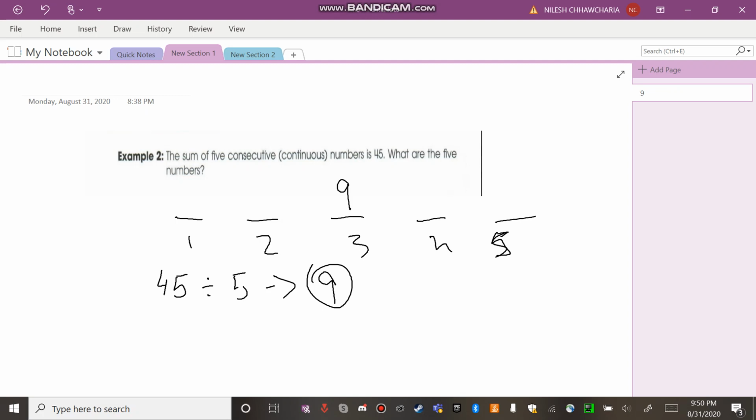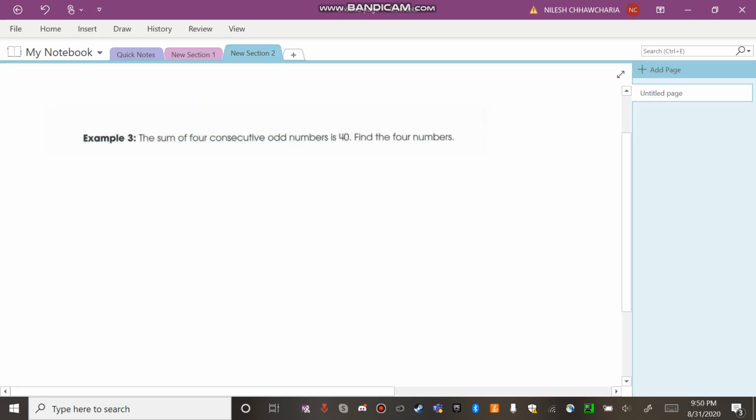To find the continuous numbers, all we're going to be doing is finding the surrounding numbers. So let's subtract 1, that's 8. Subtract another 1, that's 7. Add 1, that's 10. And add another 1, that's 11. And those are our consecutive numbers. Let's go to the last example.